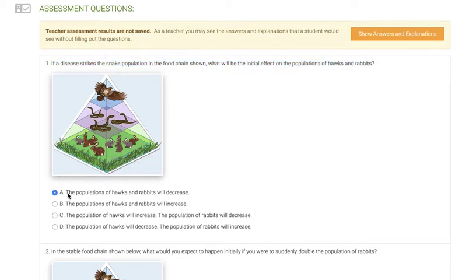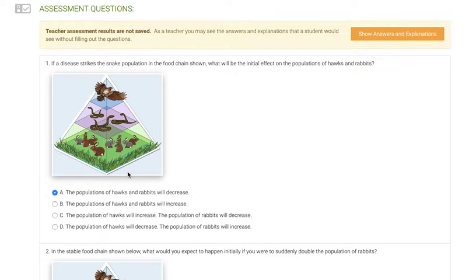It says A, the population of hawks and rabbits will decrease. B, the population of hawks and rabbits will increase. C, the population of hawks will increase and the population of rabbits will decrease. Or D, the population of hawks will decrease and the population of rabbits will increase.